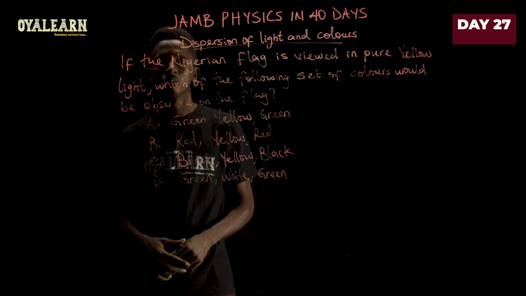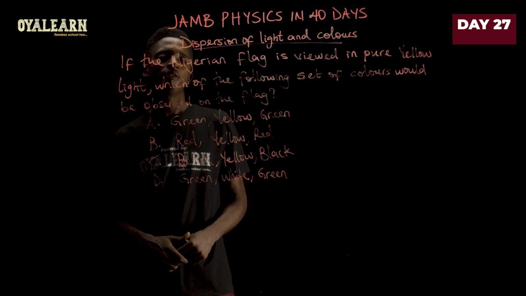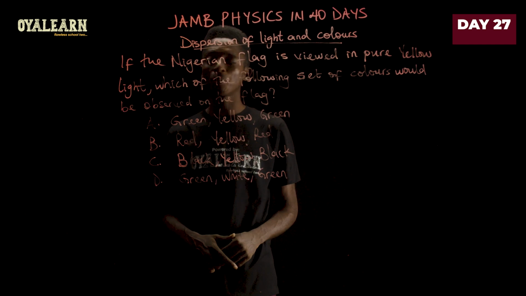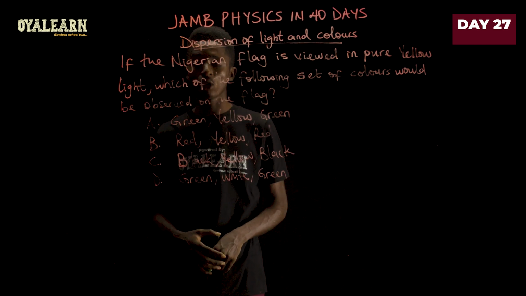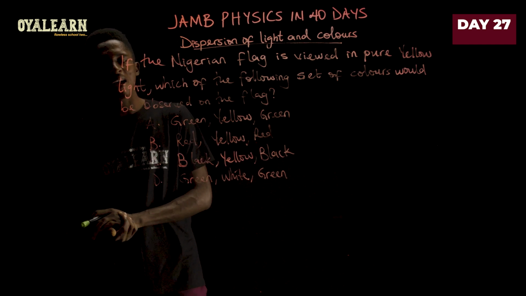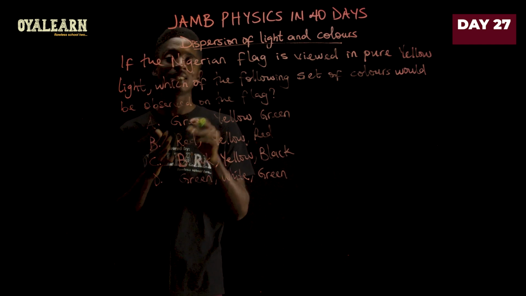Rolling 3, 2, 1, go. If the Nigerian flag is viewed in pure yellow light, which of the following sets of colors will be observed on the flag? Now, the Nigerian flag has the colors green, white, then green.